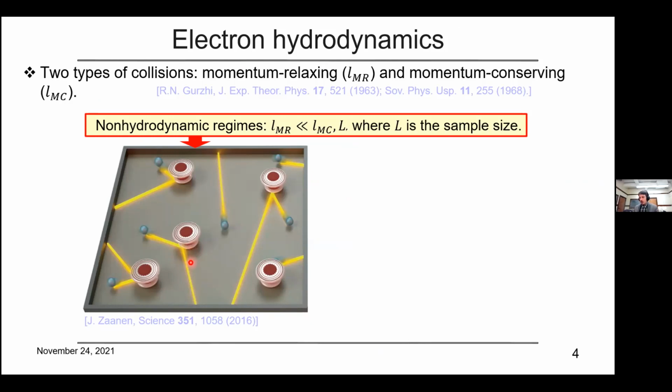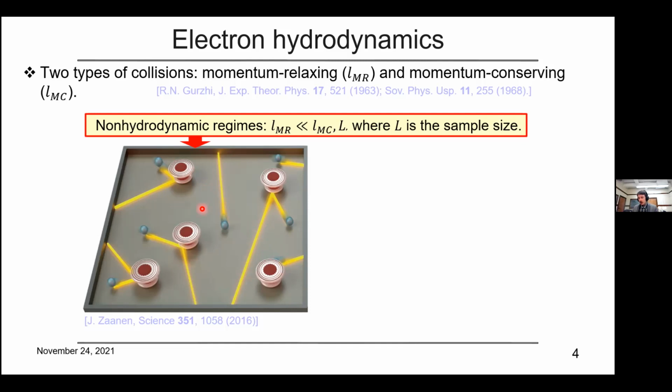The conventional transport regime, the Drude regime, occurs when the momentum relaxation length scale, which is a length scale connected to the scattering on impurities, phonons, and various disorder in the material, is the shortest length scale of the system. So it is much shorter than the size of the sample and the momentum conserving length scale that corresponds to the scattering of electrons between themselves, electron-electron scattering.